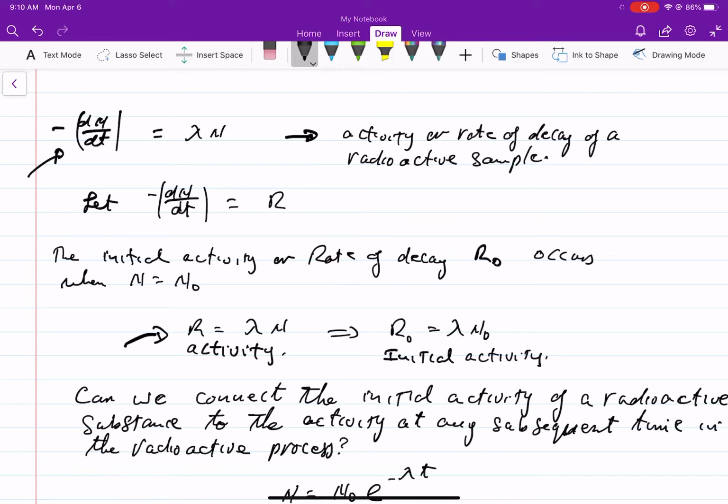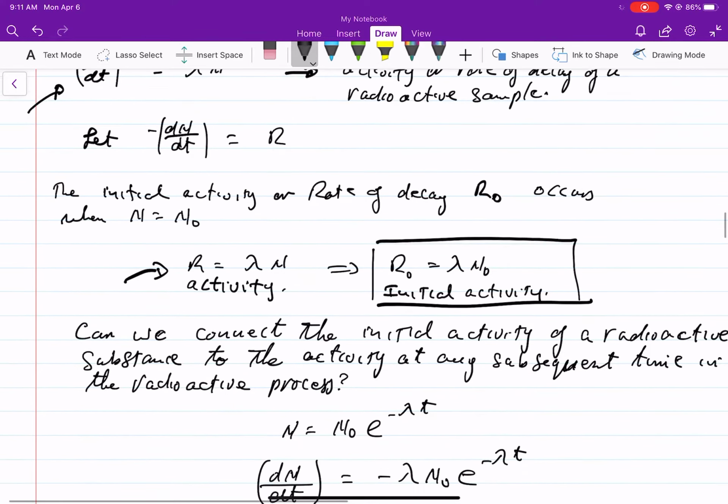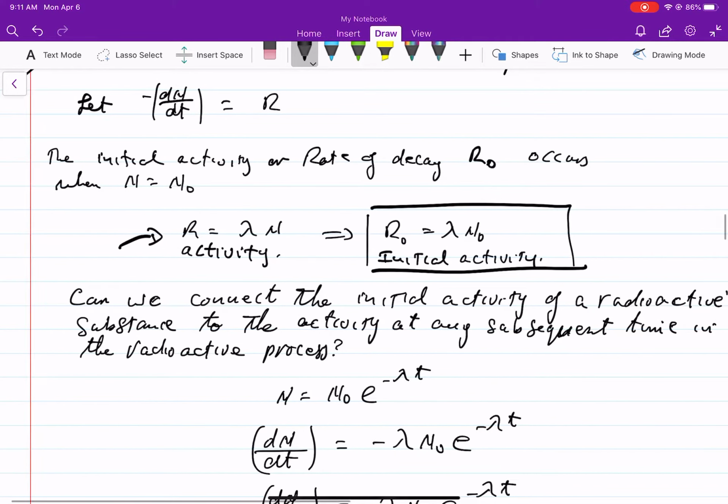The initial activity or the initial rate of decay, R0, occurs when n is equal to n0. So all we have to do is to plug R equal R0 here and n equal n0, and we end up with this equation. So that's the initial rate of decay in terms of the initial number of parent nuclei present in the sample.